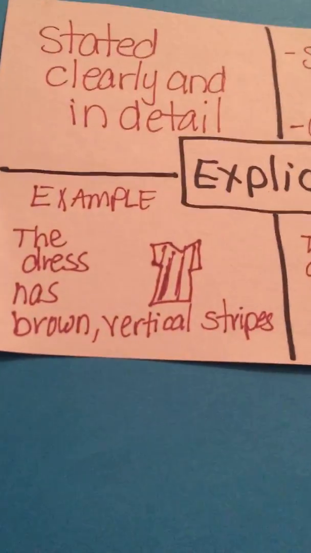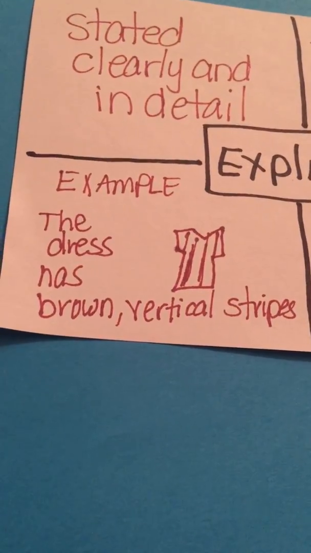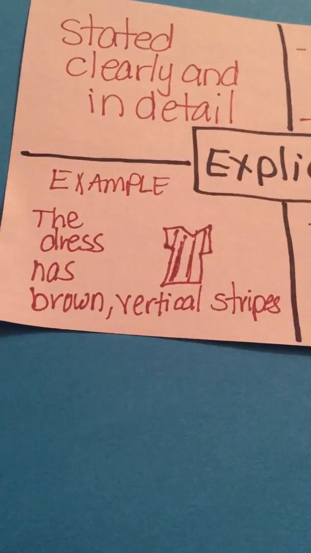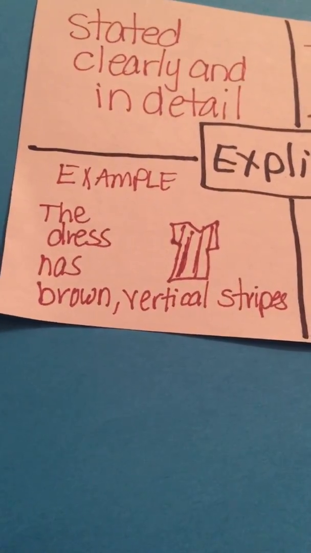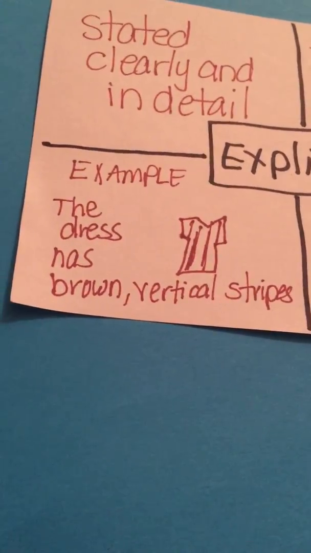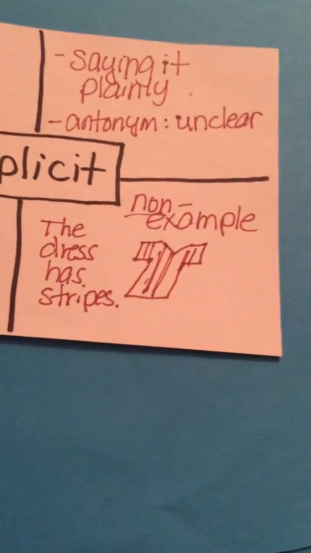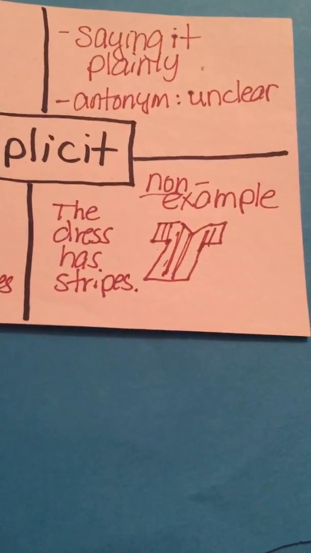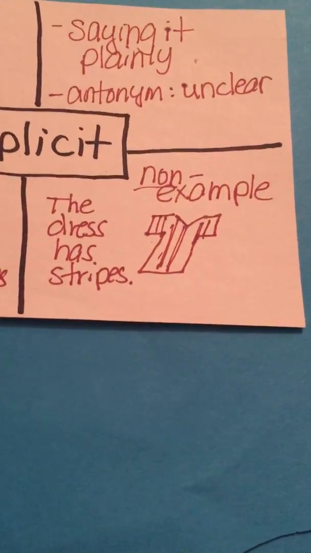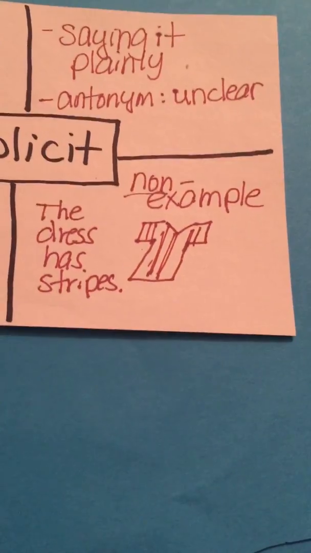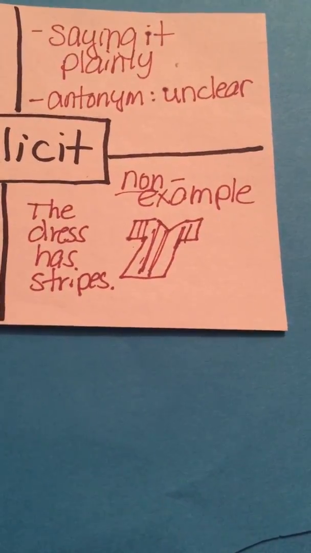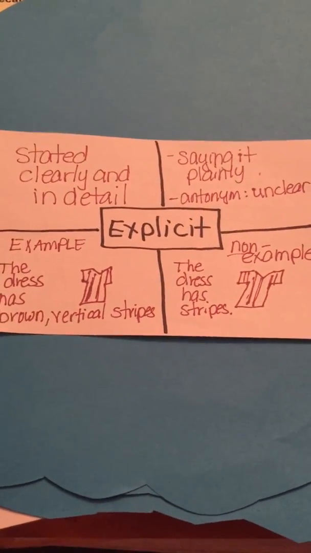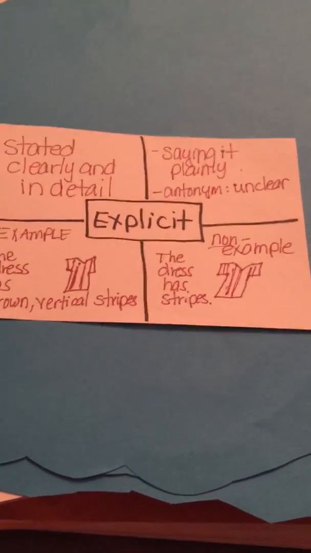Here's an example of explicit. The dress has brown vertical stripes. That's an example of an explicit description of that horribly made dress there that I made. Over here is a non-example. The dress has stripes. Did it explain the dress? Yes, we know it's a dress and we know it has stripes, but the description of the dress is not explicit. It's not giving enough of the detail. So when we want something to be explicit, we know that it has to be stated clearly and in detail.